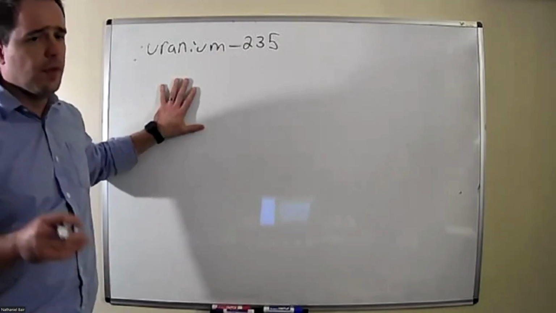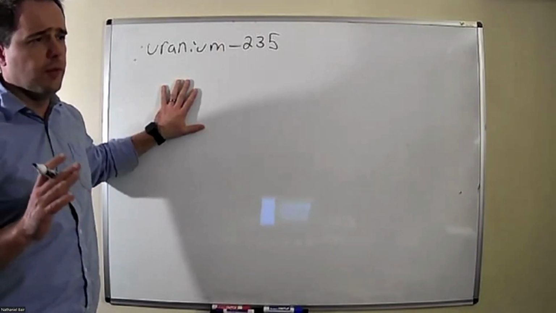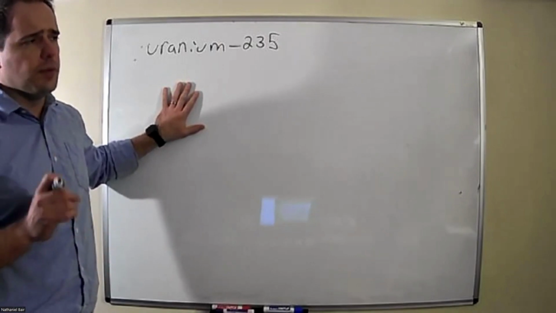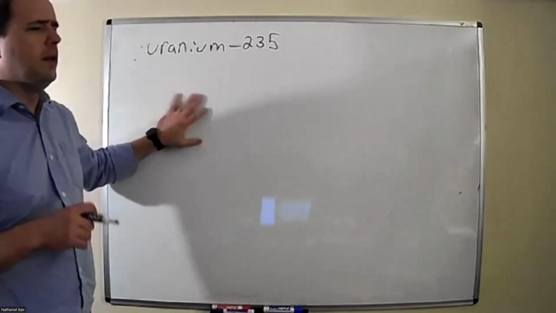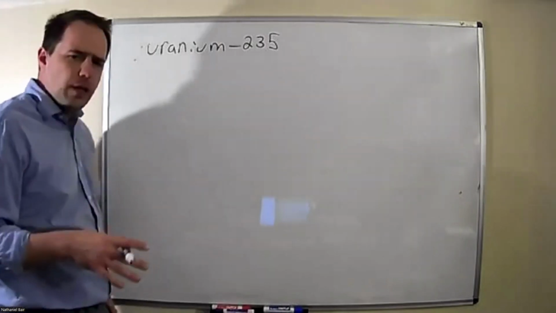Some atomic weapons use uranium-235. The bomb that was dropped on, I believe, Hiroshima had uranium-235, and then the one that was dropped on Nagasaki actually was a plutonium weapon. And then they've tested all kinds of different crazy stuff since then. So let's talk about uranium-235.